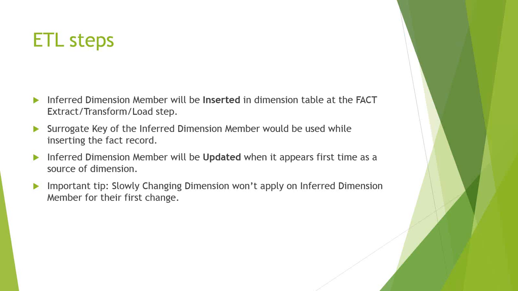This is a discussion about the slowly changing dimension. I'm not going to talk about that in detail because it is not the topic of discussion today. We are going to talk about the inferred dimension member. The reason I talked about the slowly changing dimension is that in the inferred dimension member update, we should consider that the first change will not be a slowly changing dimension type 2, because the first change will be just adding some values to a dimension member that did not exist before. So this will be just a change.